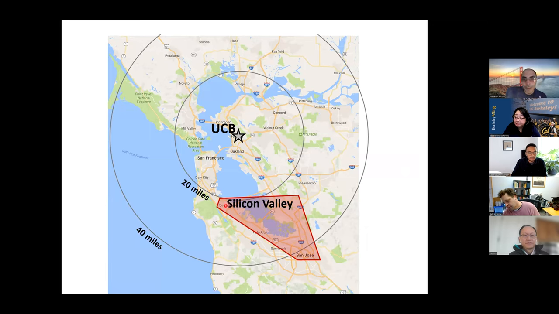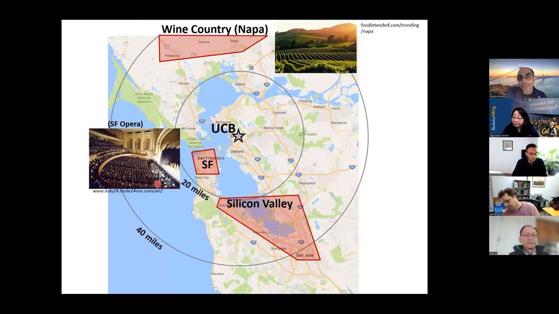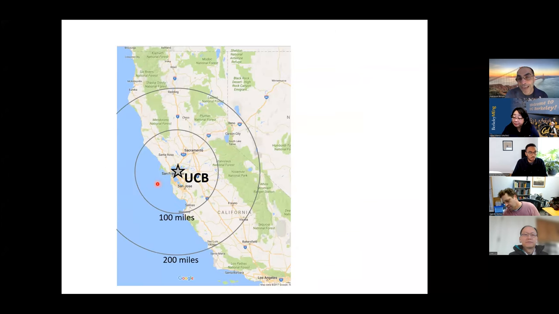Facebook is here, Stanford is in this area, and Google is around this area. So the top companies in Silicon Valley are within 20 to 40 miles of where you study. You have San Francisco in front. If you live in the hills, you're going to see San Francisco with all its attractions. Napa Valley is close by, the East Bay, and all the beautiful hills for a hike.